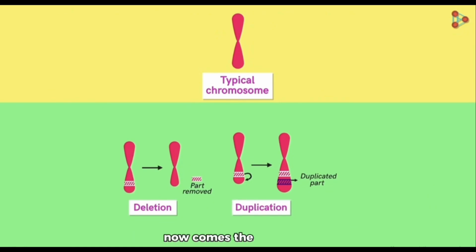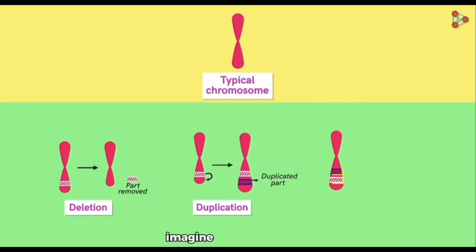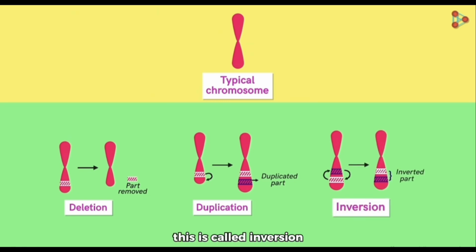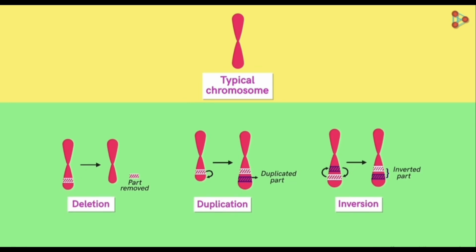Now comes the next type. These are two different gene segments. Imagine they get flipped. Thus, the chromosome will appear like this. This is called inversion. Do you think this type of mutation is harmful? It may or may not be harmful depending on which genes get flipped.